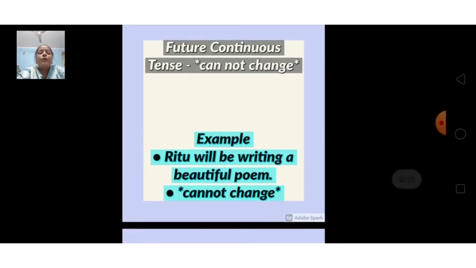Next is future continuous tense. Future continuous tense, children, cannot change. Alright, future continuous tense cannot change. Remember it.